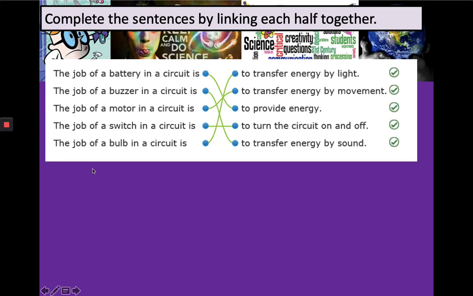So here's the answers. The job of a battery, hopefully you put, is to provide the energy. The job of a buzzer in a circuit is to transfer energy by sound, because you can hear it. The job of a motor in a circuit is to transfer energy by movement. The job of a switch in a circuit is to turn the circuit on and off. The job of a bulb in a circuit is to transfer energy by light.